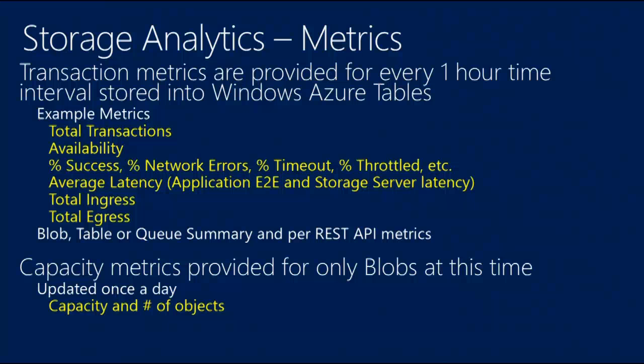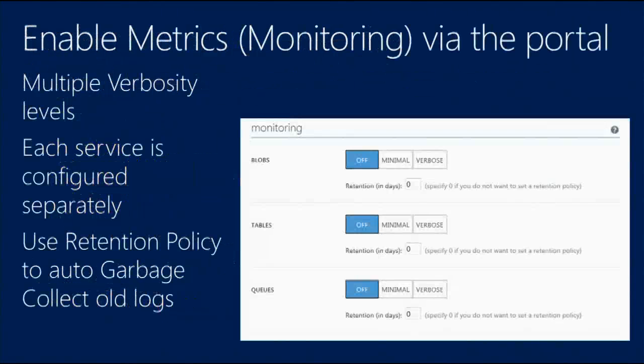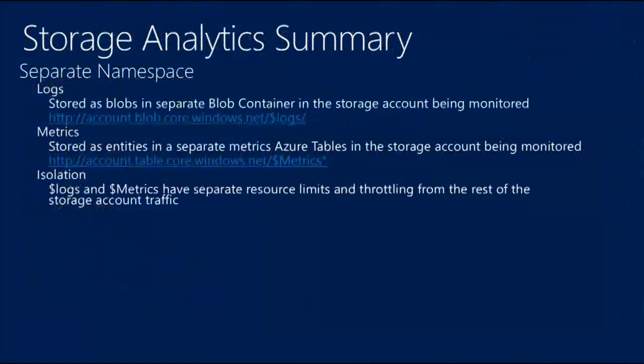That's all useful. For blobs, you can actually get capacity metrics. So once a day, it'll actually write out how many objects I have and how much size it is taking up. So I can now pay attention to that so I don't have any sort of surprises at the end of the month. And here's how you enable this on the portal. You can see that these are stored in reserved containers. So there's $logs for blobs, and the metrics are in tables and $metrics.